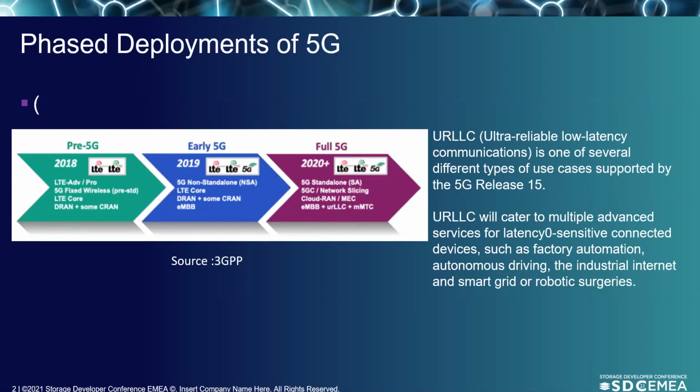One of the biggest advancements in full 5G is support for ultra reliable low latency communication. We call it URLLC. This feature will cater to multiple advanced services for latency sensitive connected devices. We are talking about 1 millisecond latency here. Examples of such use cases are factory automation, autonomous driving, smart grid, and robotic surgeries.